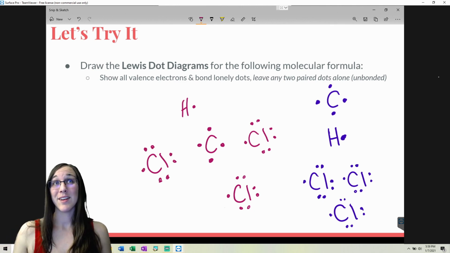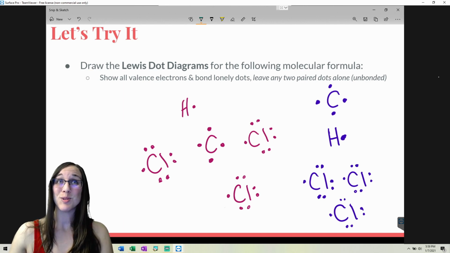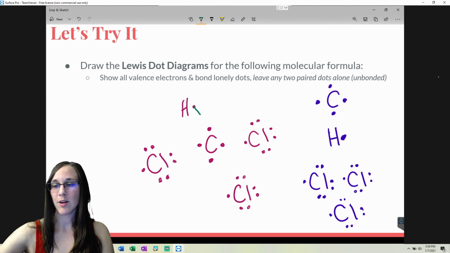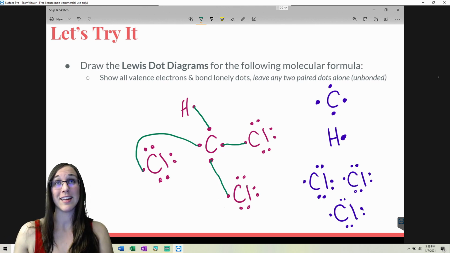All right, I have now redrawn the entire setup with the least electronegative atom in the middle and the other atoms surrounding it. Step 3 is to now connect the lonely atoms together. We're going to play connect the dots. So we see that there's a lonely dot here that can connect. We see there's a lonely dot here that can connect. There's one here that can connect. And last but not least, there's one there that connects.